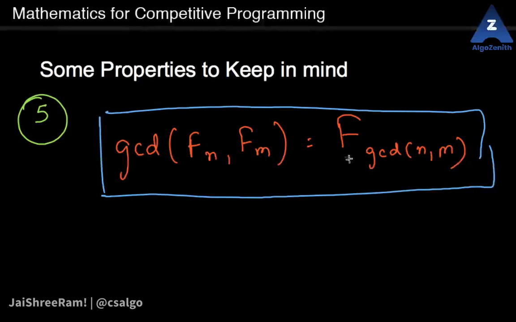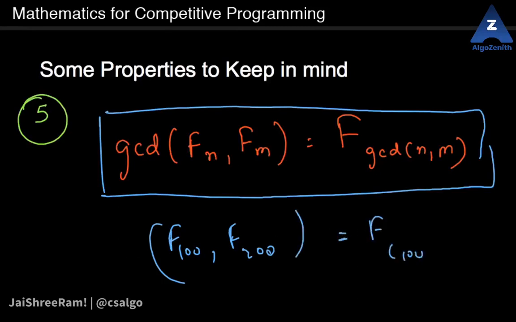So even if you are given two numbers, say, find the GCD of f of 100 and f of 200, you can easily find it. The answer would be nothing but f of the GCD of 100 and 200. You can find the GCD of these two indexes to be 100, and then you can find f of 100 mod some number. However, calculating the individual numbers first and then taking the GCD is very difficult. So this property is used a lot in questions where you have to find a GCD. These are some of the most important properties.